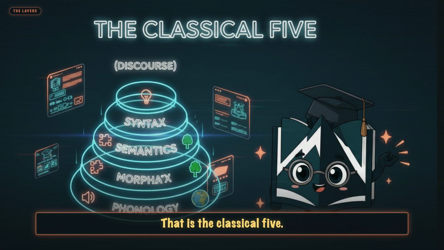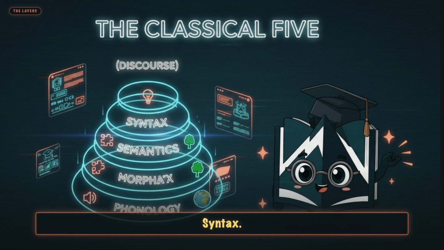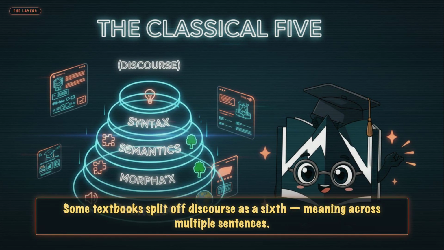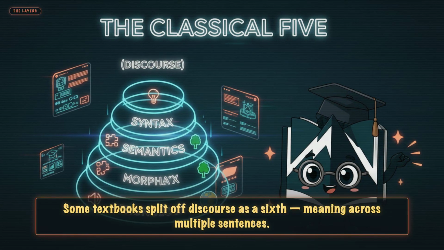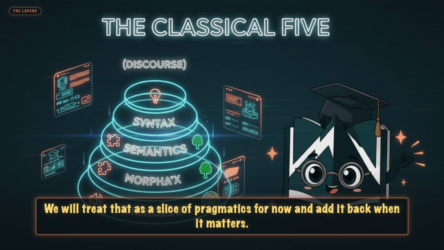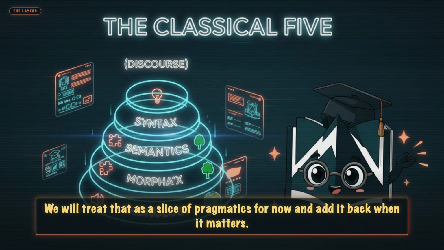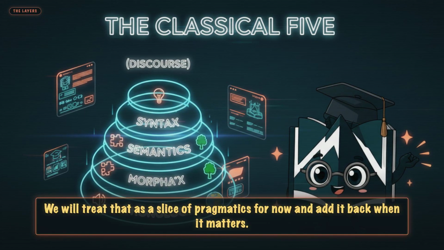That is the classical 5. Phonology, morphology, syntax, semantics, pragmatics. Some textbooks split off discourse as a 6th, meaning across multiple sentences. We will treat that as a slice of pragmatics for now and add it back when it matters.